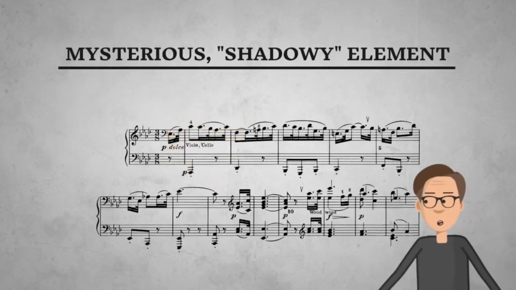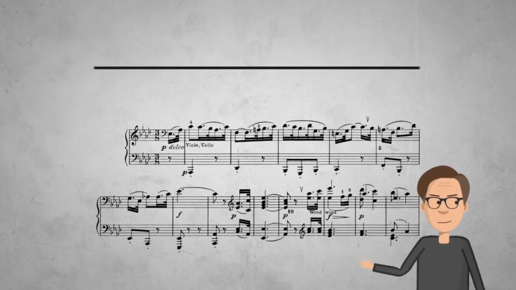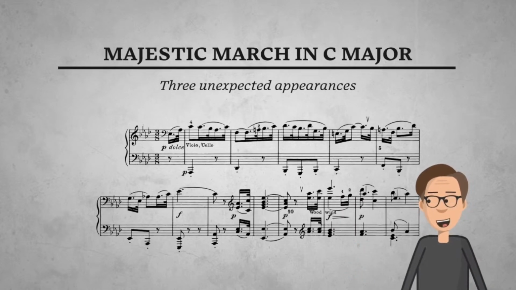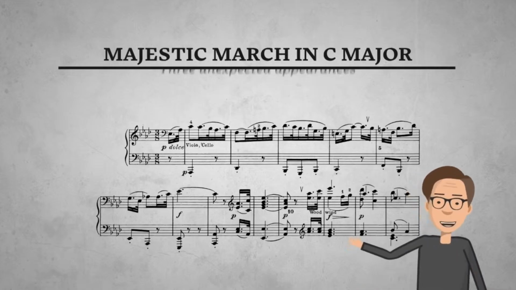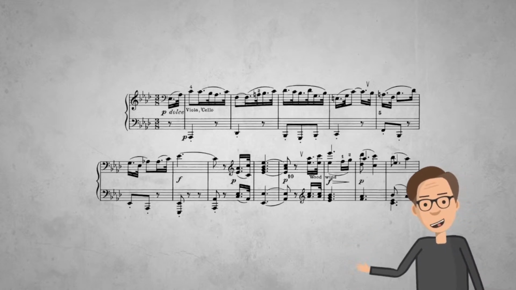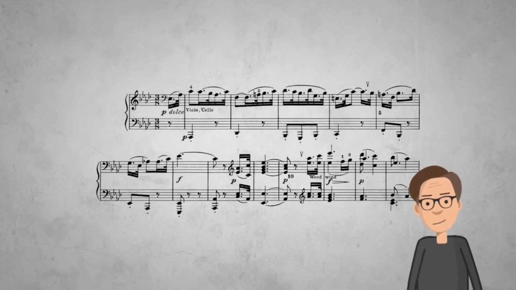First, there is a recurring sense of mystery, that sort of shadowy netherworld so prominent in the first movement. And second, the appearance three times of a majestic march in C major, totally unexpected and seemingly at odds with the rest of the material. As I say, this is a very unusual movement in context and architecture.